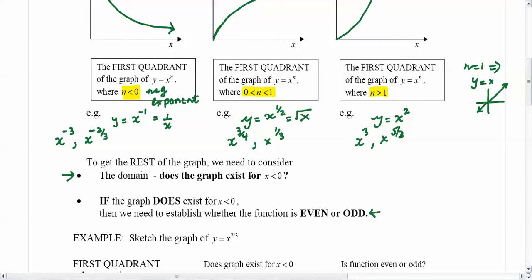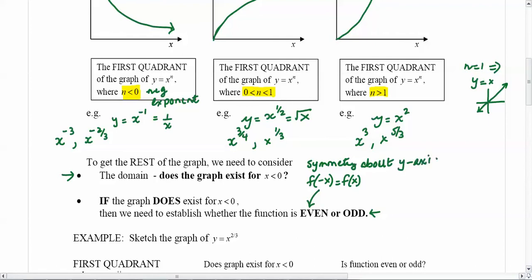A quick review here of what an even or odd function is is probably appropriate. An even function means that the output for negative x is exactly the same as the output for x. And such a graph has symmetry about the y-axis. So if we know one half of the graph, we can draw the other half.